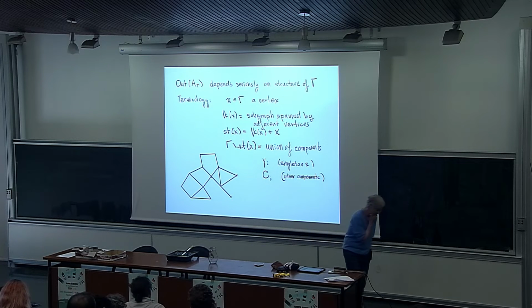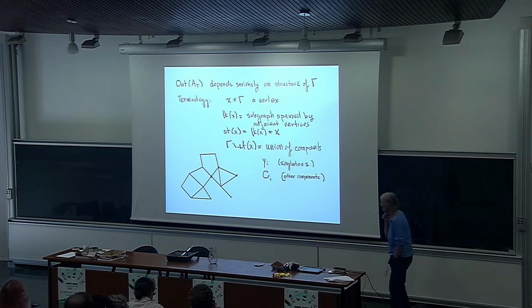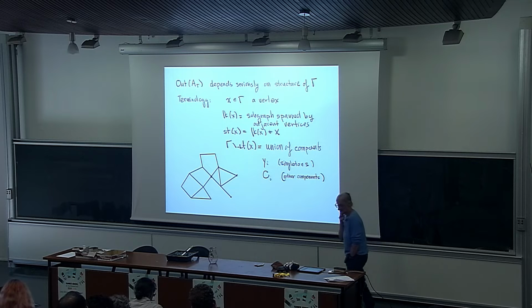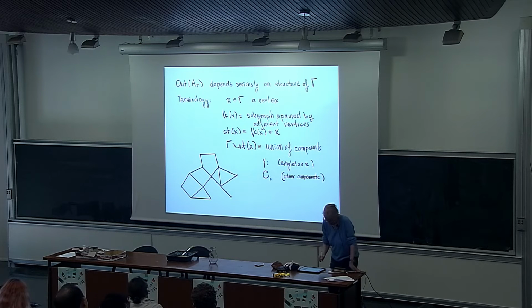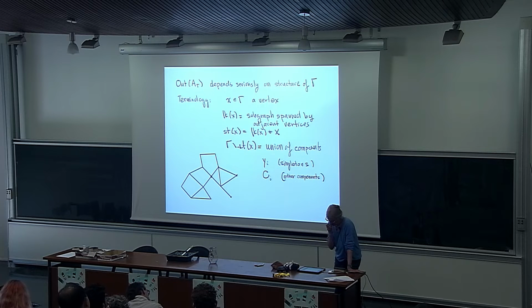Okay, so now I want to go to general graphs, gamma. And I want to think about outer automorphisms of A gamma. So this group depends seriously on the structure of gamma. Out(Fn) is definitely not the same thing as GL(n,Z), so you can already see that there. But I want to outline what we need to think about when we're thinking about the structure of Out of A gamma. How do we get automorphisms of A gamma?